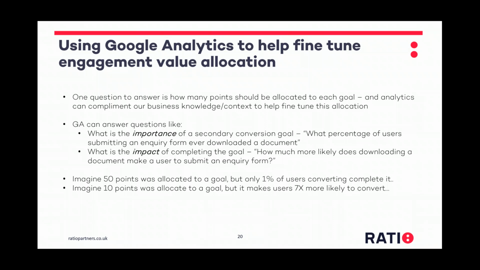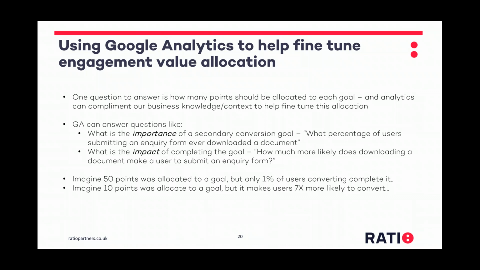Like maybe you have a card sorting exercise with a group of senior stakeholders to decide what are the most important interactions that a user could be having, and then kind of allocate points on that basis. But there's still a question about whether you've made the right decisions.